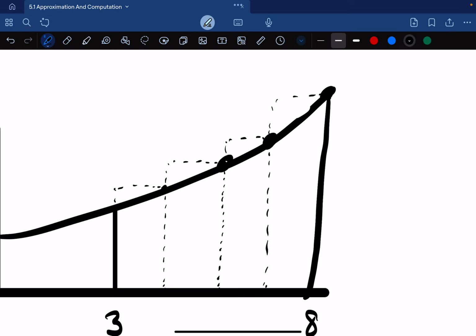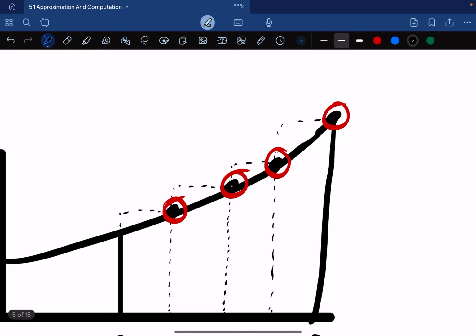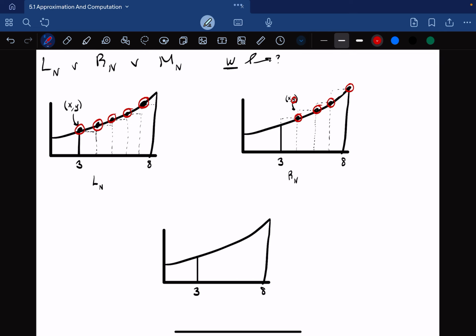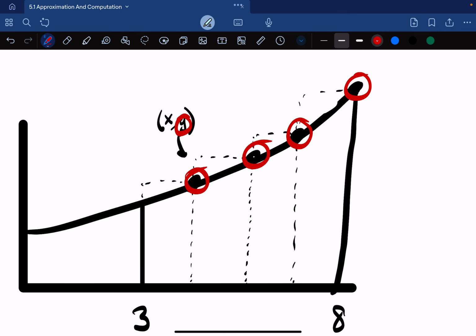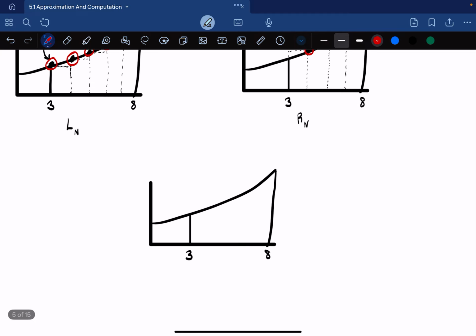Now, as you guys can see, the point that is specifically touching or on the graph itself is the right point of each of these. And just like a left endpoint approximation, what you would do for these is you would find out the y coordinate. What is the y coordinate for each of these points? And that is what your height or your length, whichever one you prefer to call it, is.